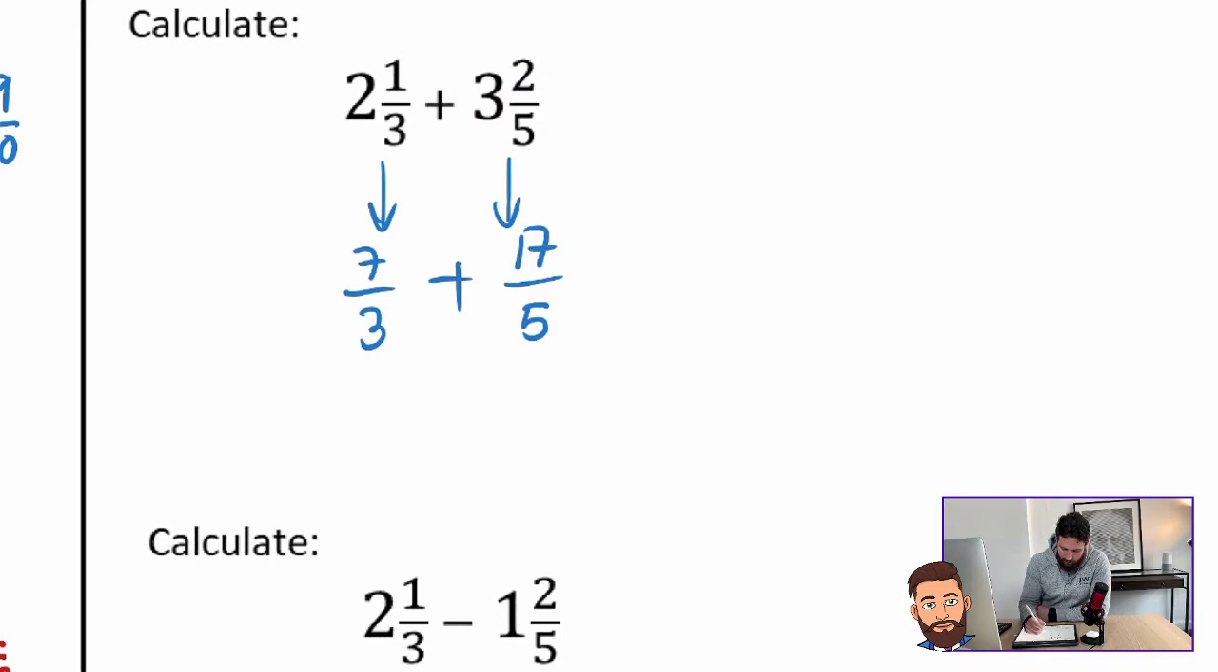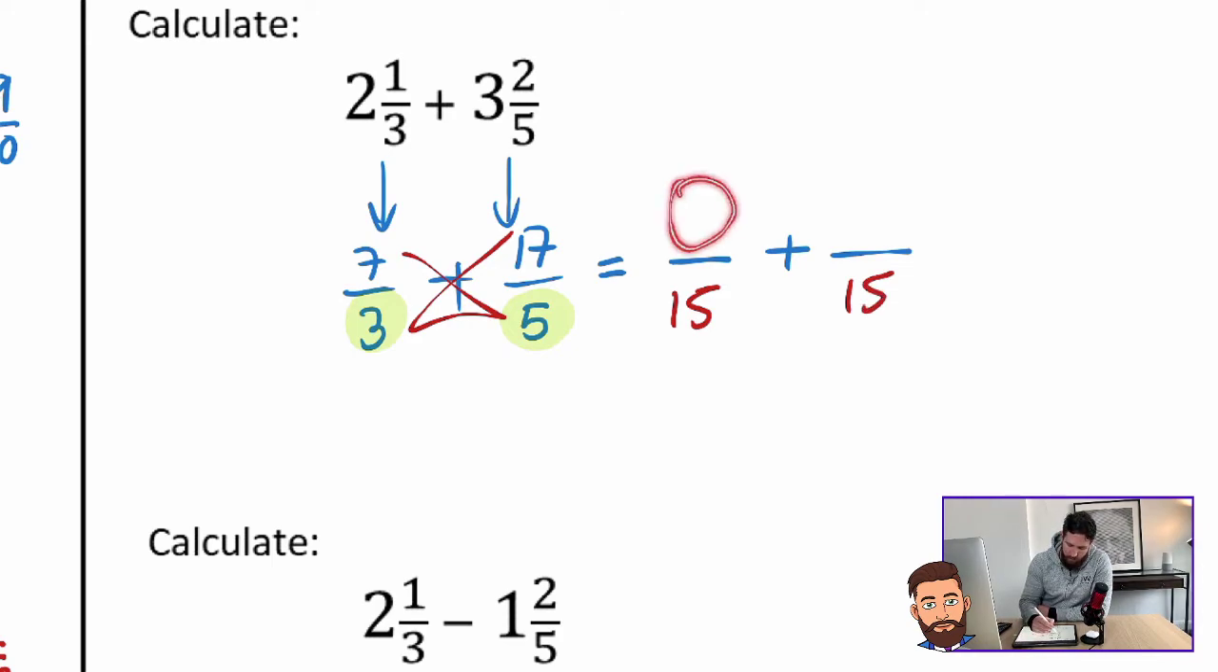Can I add these? No. I do not have a common denominator, so I can write out 2 blank fractions ready. We need to make the denominator the same, so we can use our method. 5 times 3 is 15, so 15 will be our common denominator. What goes here? 7 times 5 is 35. What goes here? 3 times 17.